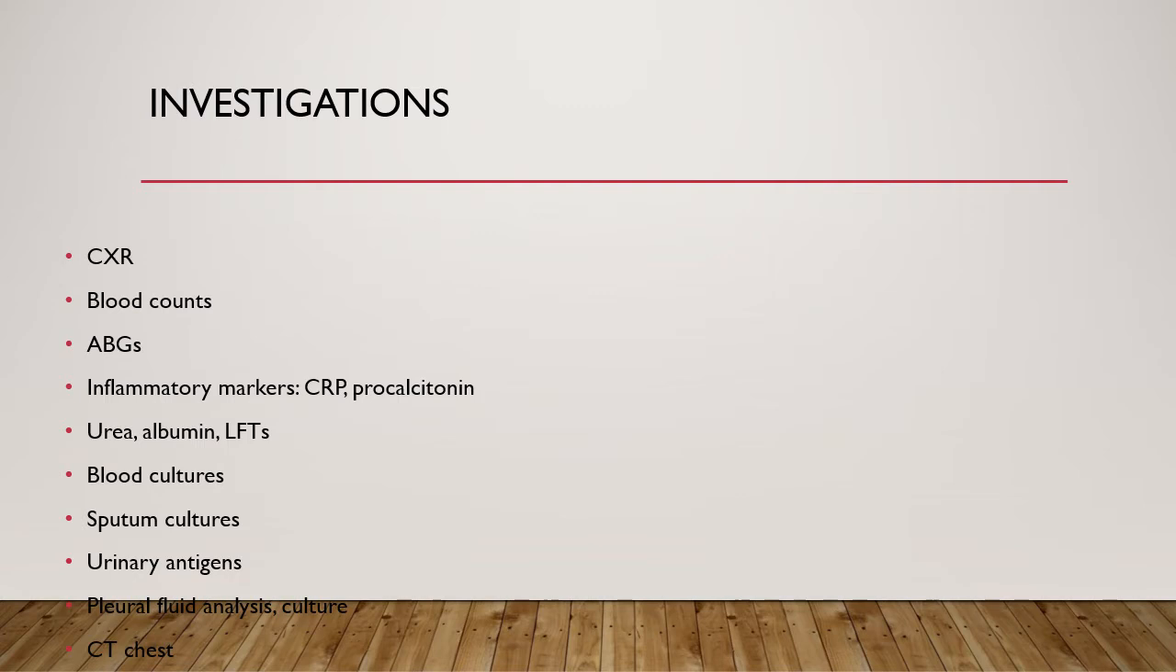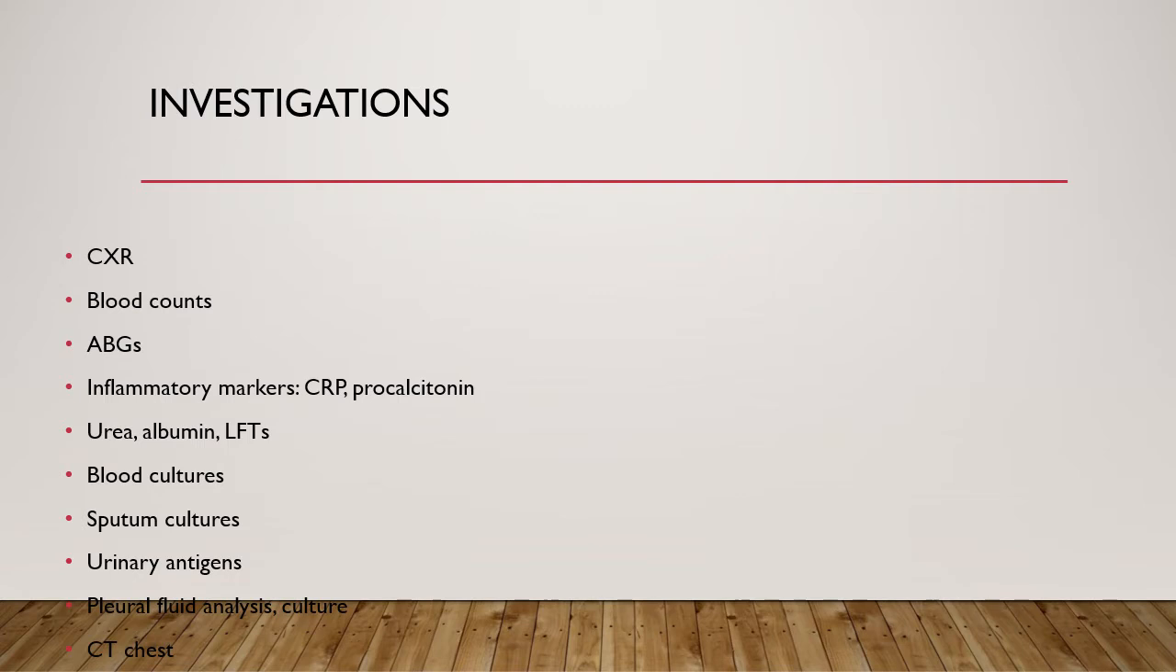Investigations that you get done: if you're suspecting pneumonia, you get a chest X-ray to see the extent of damage and the kind of damage, the blood counts to look for leukocytosis or leukopenia, and ABGs to look for the degree of respiratory failure, and inflammatory markers like CRP and procalcitonin usually point to a bacterial infection, and changes in their levels over a period of few days indicate how the patient is recovering.